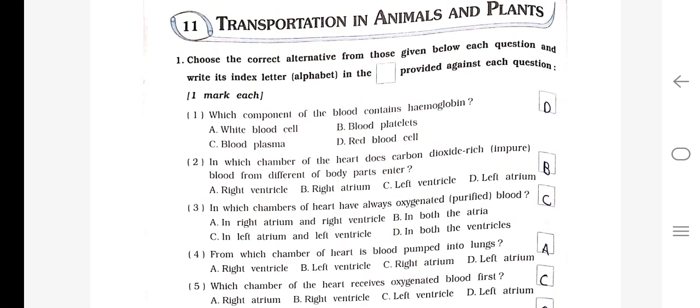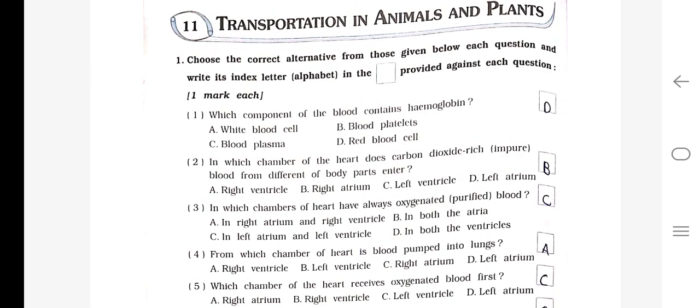Question number 1, MCQ. Which component of the blood contains hemoglobin? A. White blood cell. B. Blood platelets. C. Blood plasma. D. Red blood cell. Answer is red blood cell.